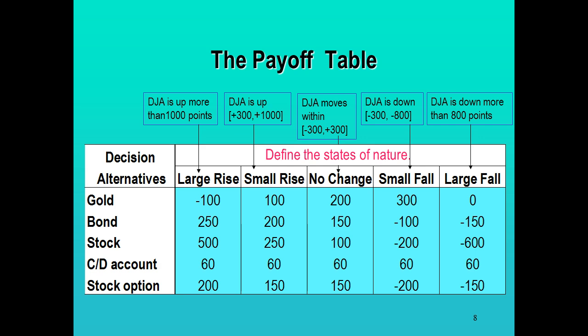And a couple things about the future states of nature. They should have the following characteristics. They should be mutually exclusive. What does that mean? What does mutually exclusive mean?